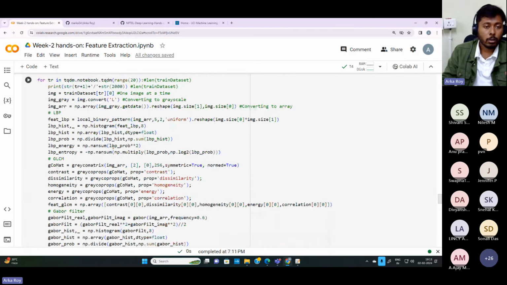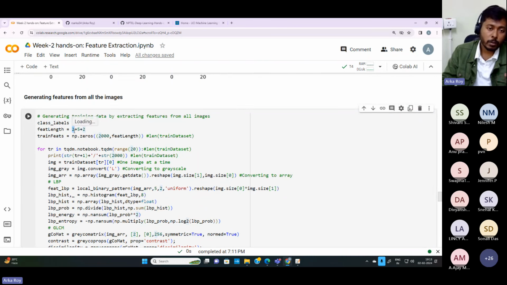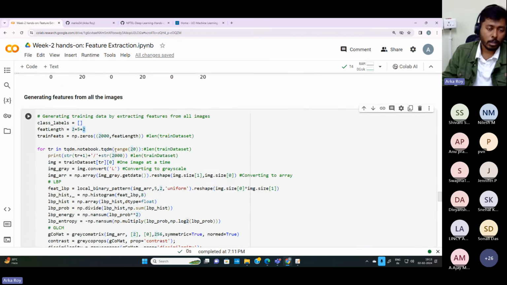Okay. So this is the loop that I have written. The feature length will be a total of 9. That means from local binary pattern, we are extracting 2 features, energy and entropy. From the GLCM matrix, we are extracting 5 features, that is dissimilarity, correlation, energy, entropy, like that. And the last 2 features we are extracting from the Gabor filter outputs, the same entropy and energy.